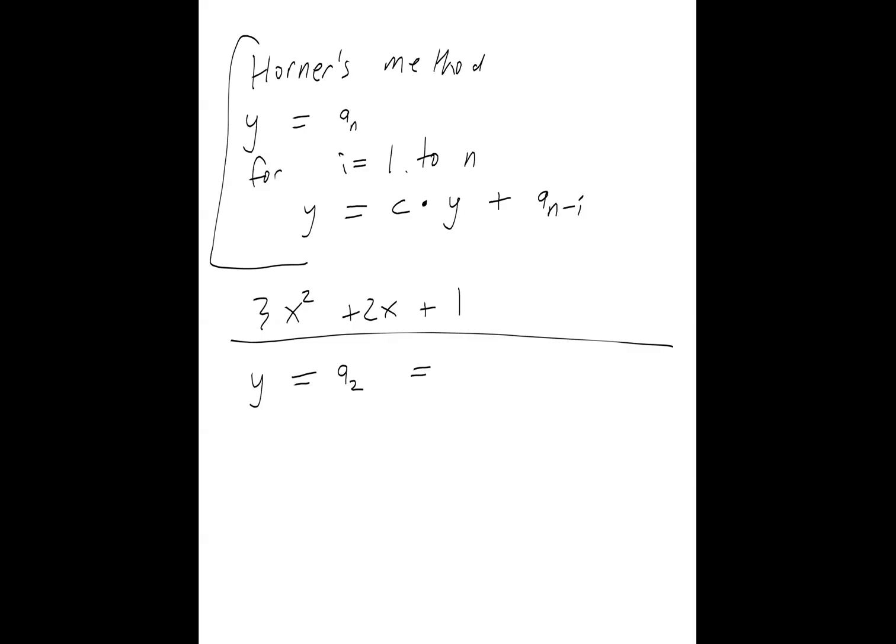All right. So then y equals a2 because that's the value of n, right? And what is a2? 3. 3, correct. And the next step of the algorithm is a for loop. It says for i equals 1. So the value of i is going to be equal to 1, right?